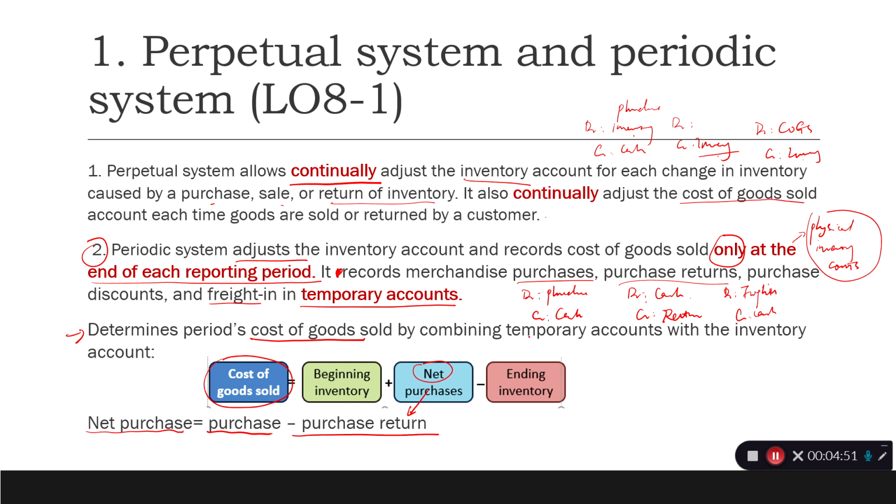So this is what I want you to remember. Basically, in a perpetual system, everything is charged to the inventory. In the periodic system, everything is charged to different accounts, and in the end, we combine them together to figure out the cost of goods sold. The ending inventory here is known because you physically counted it.